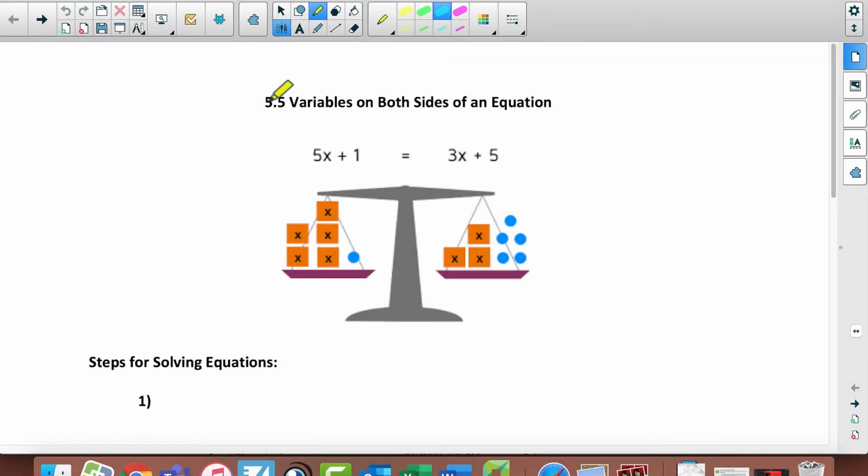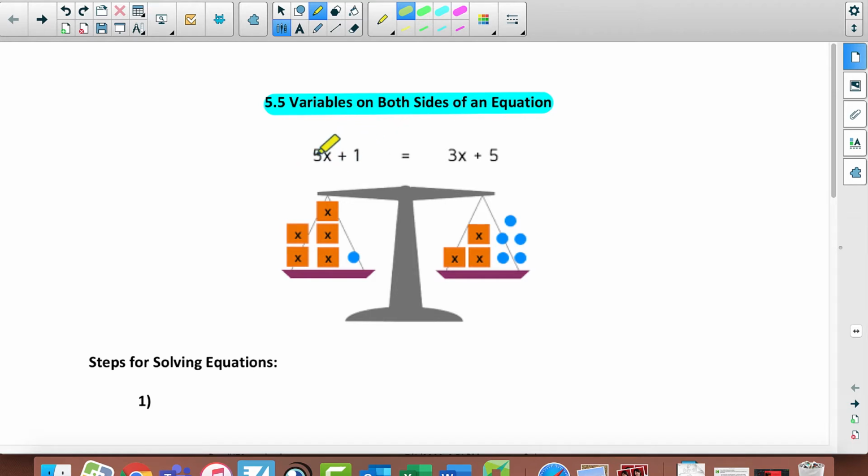Okay, we're going on to variables on both sides of an equation. How do you solve an equation when you have variables on both sides of the equation? So for example, if you look at this equation, it's 5x + 1 = 3x + 5. You have an x over here, well actually you have 5 of them, and you have 3 of them over there. And they've actually modeled this with this little balance thing, because remember, an equation is like a balance. It means that the two things are exactly equal to each other.